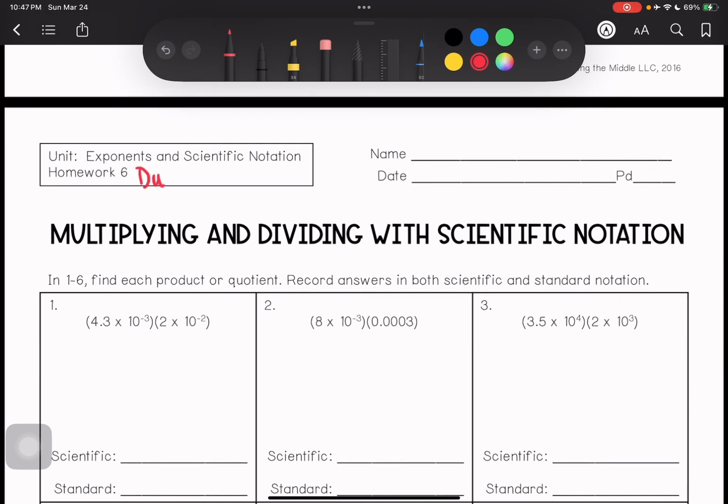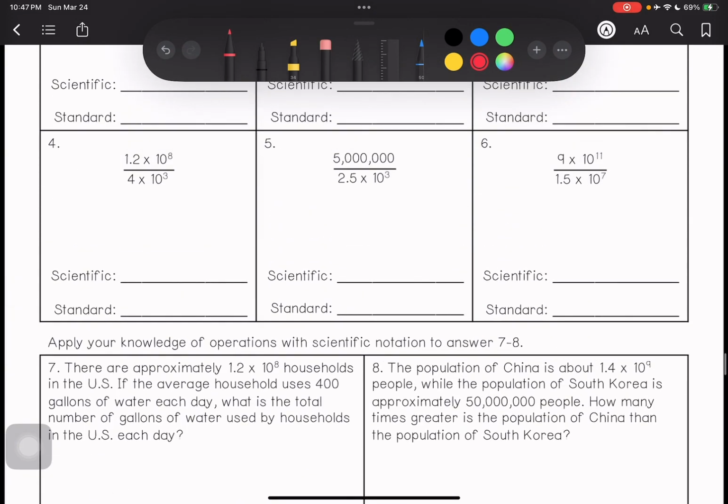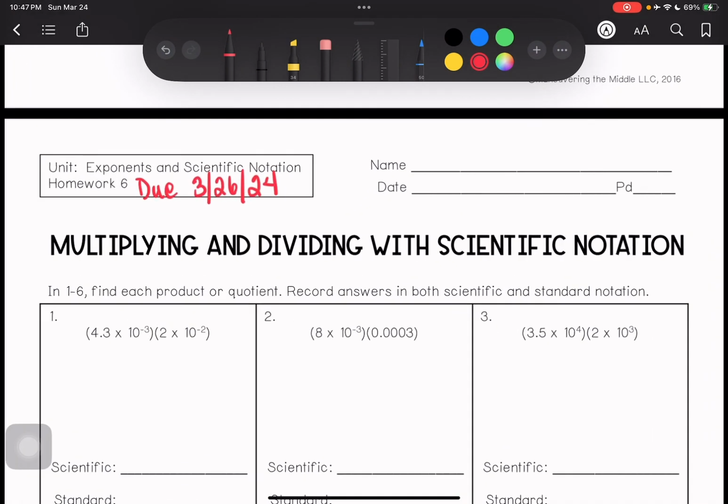Your homework due date is March 26, 2024, which is on a Tuesday. You must do all of the problems and show your work. You only have 8 problems. Most of it you should be able to get done in class.